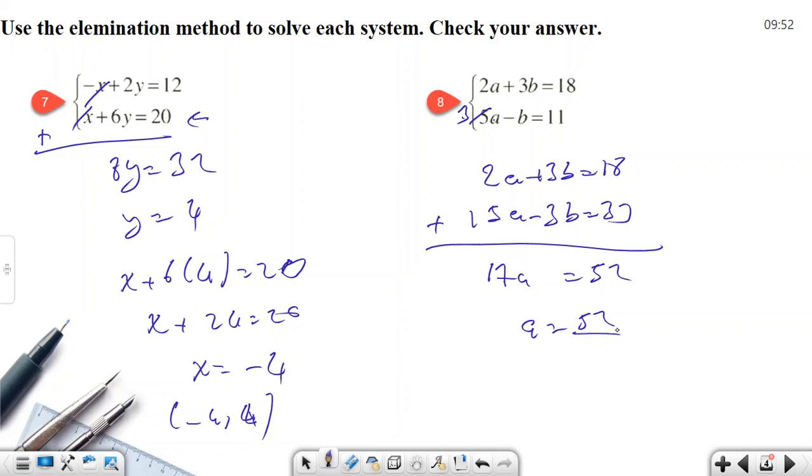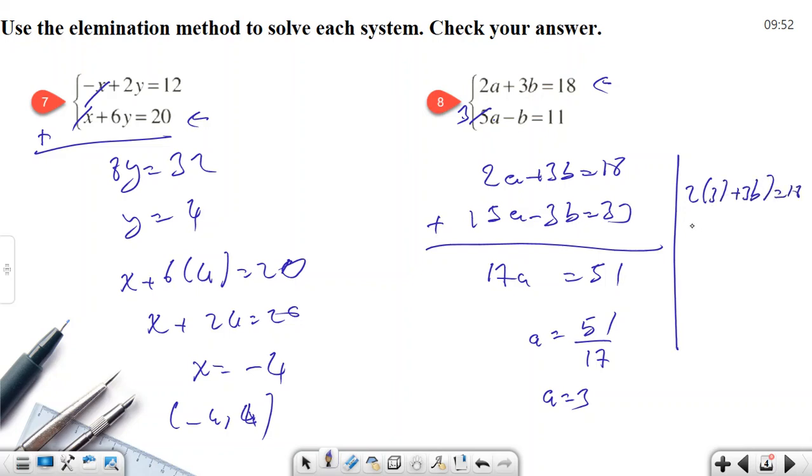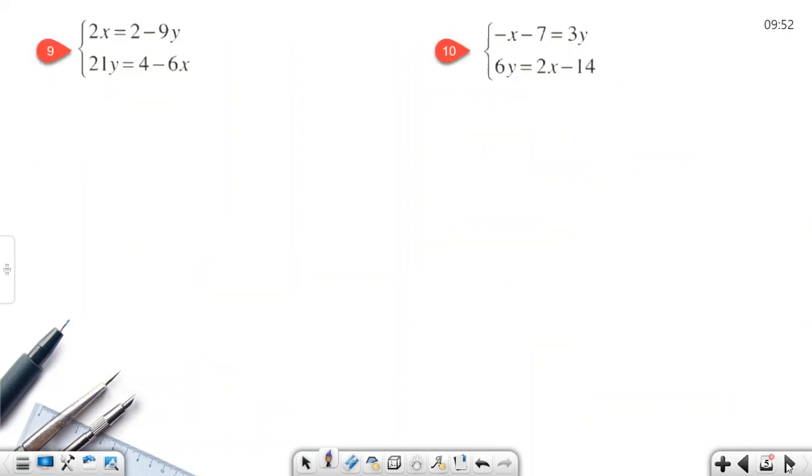a equals 51 over 17. 3 times 17 is 51. a equals 3. So if a equals 3, in the first equation, 2 times 3 plus 3b equals 18. 6 plus 3b equals 18. 3b equals 12, after minus 6 on both sides. Don't forget to divide by 3 on both sides. b equals 4. I think that's enough examples.